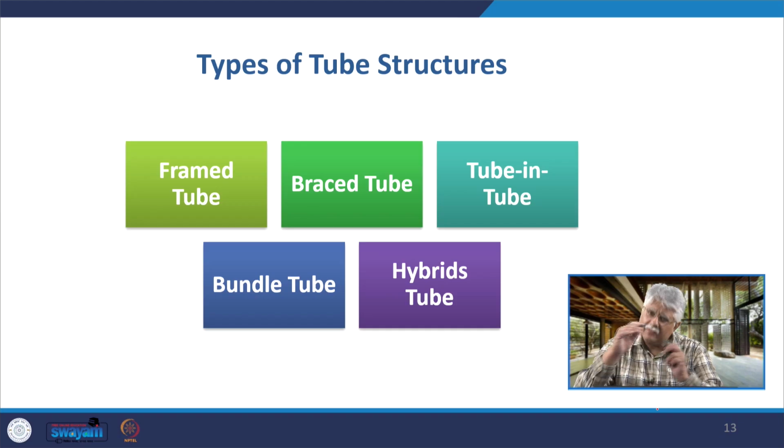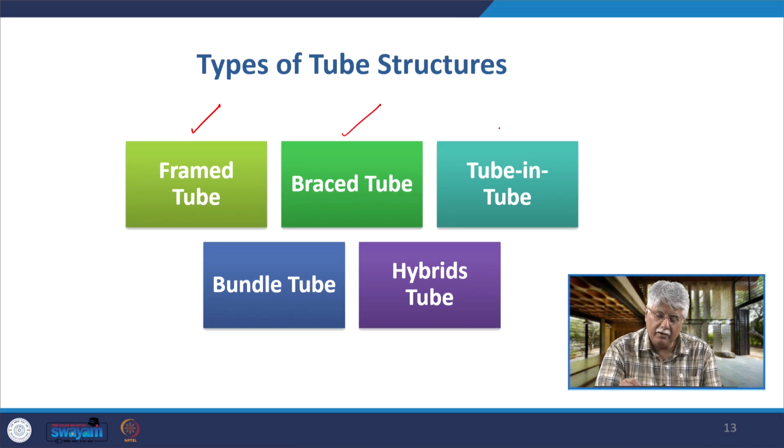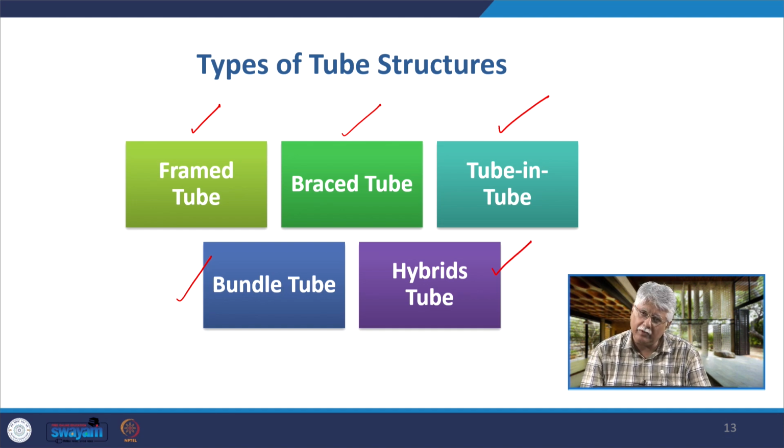Now, various types of tube structures then evolved. There is the simple one, the frame tube, the braced tube, the tube in tube, bundle tube, and then hybrid tube. We will look at them one by one.